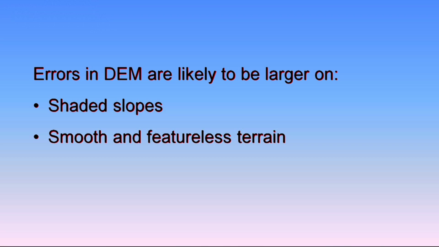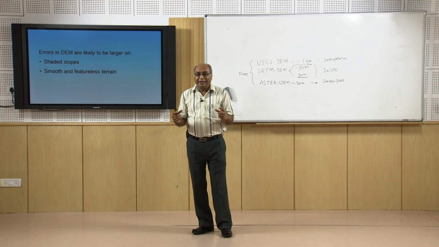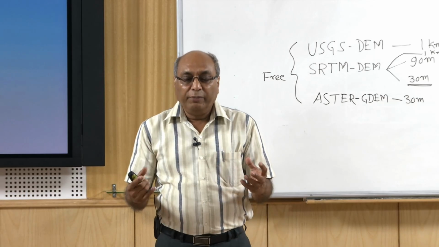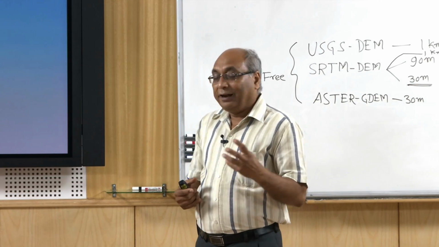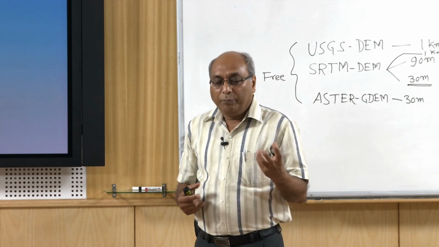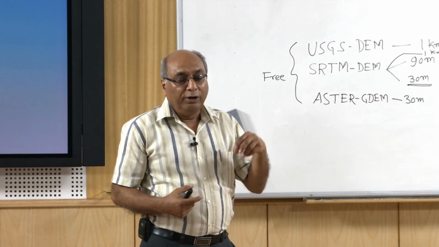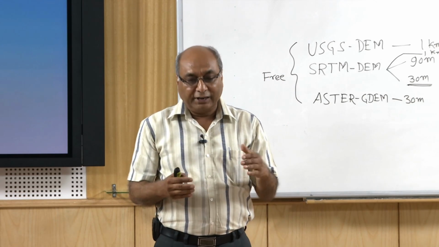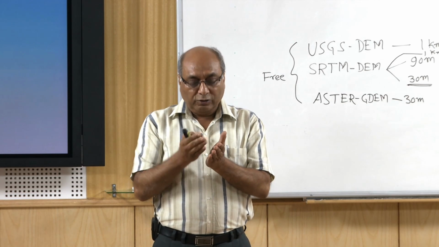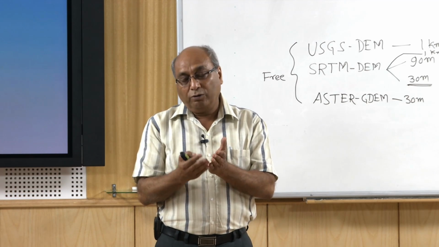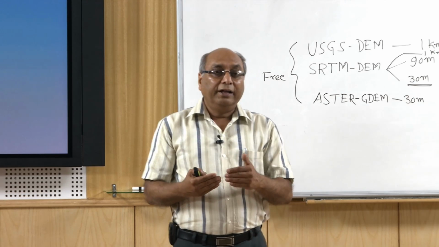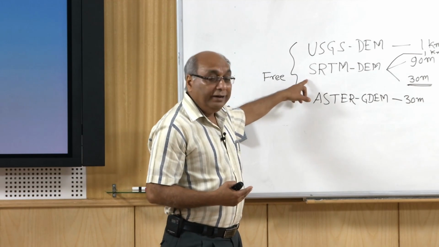Now, in which areas are errors in a DEM likely to be larger? Especially in shaded slopes or smooth and featureless terrain. Two extreme terrain conditions can bring errors. One is hilly terrain like the Himalaya, because the SAR interferometry technique is looking in the off-nadir direction, and if there is, say, a valley, it is only looking at one side of the slope, not the other side, and therefore it will have problems in hilly terrain.